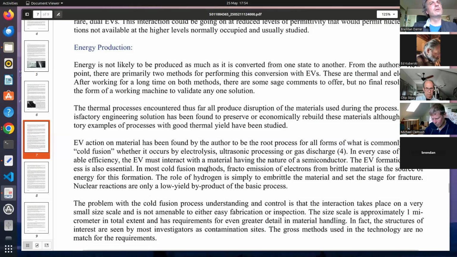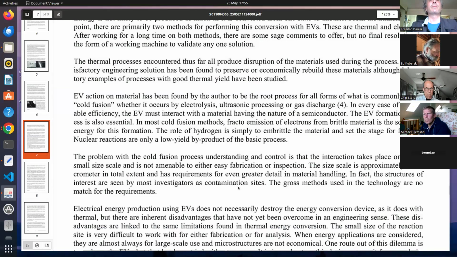In most cold fusion methods, fractal emission of electrons from brittle material is the source of energy for this formation. Ultra important right there. The role of hydrogen is simply to embrittle the material and set the stage for fracture. Nuclear reactions are only a low yield byproduct of this basic process.